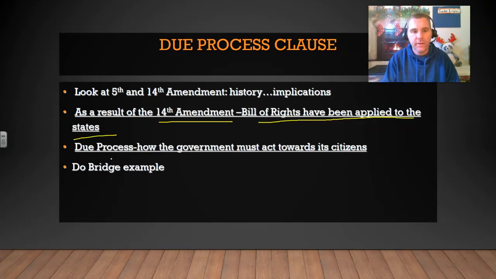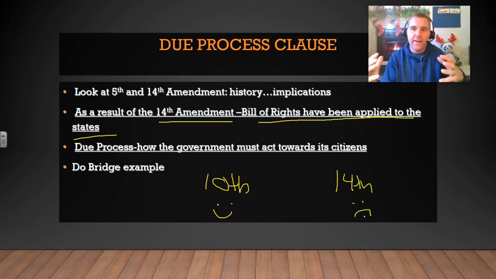And again, the due process is just the way the government must treat you. So that's been extended over to the states. Just again, the states love the 10th Amendment, right? They don't like the 14th Amendment because the 14th Amendment restricts them and now puts those same kind of regulations on them.